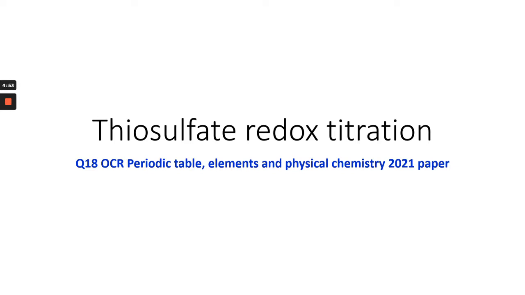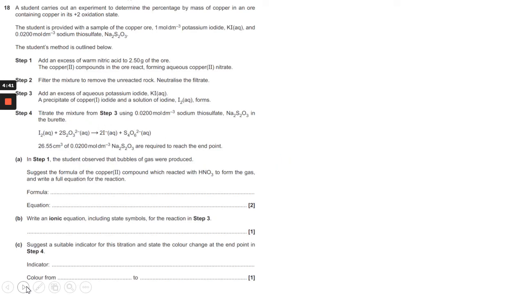It's from question 18 on the OCR Periodic Table Elements in Physical Chemistry, autumn 2021 paper. So let's have a look at the question first. Quite a lot of information to try and assimilate, so let's try and take it one step at a time. So what I'm going to do is highlight the steps that each part of the question is directing me to.